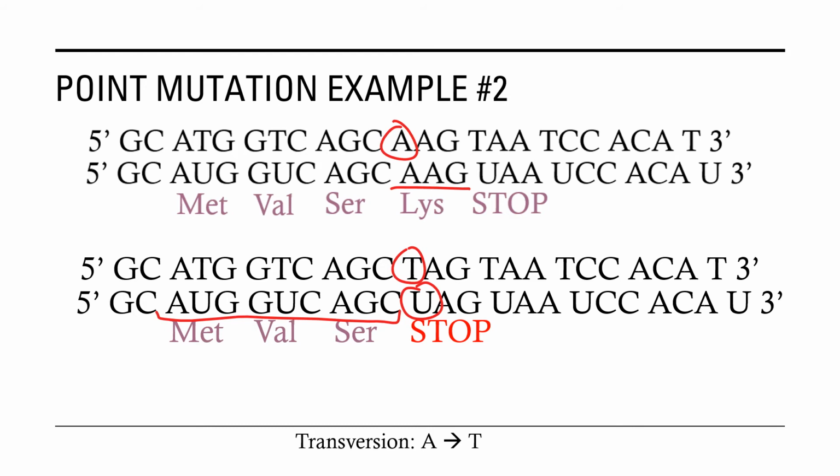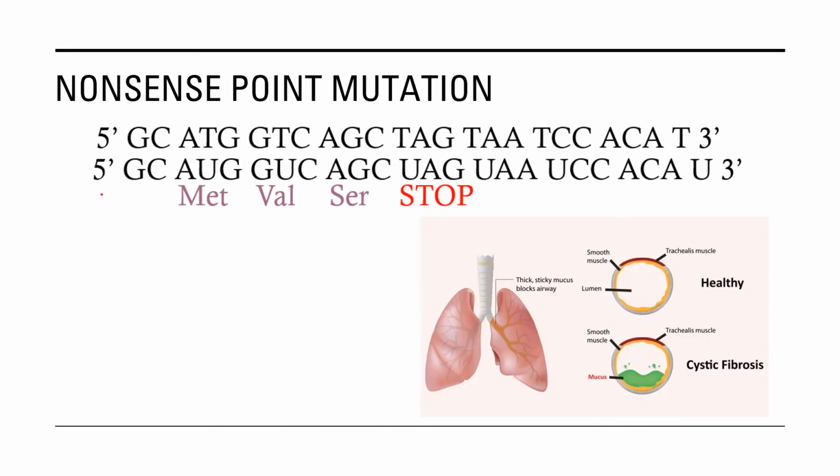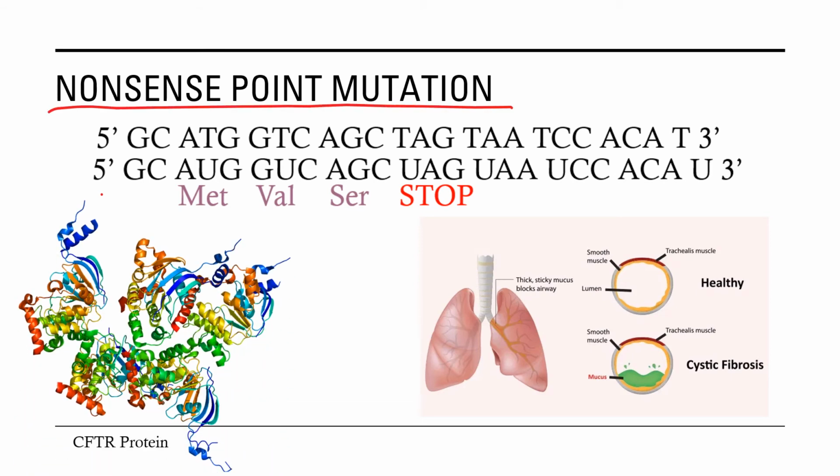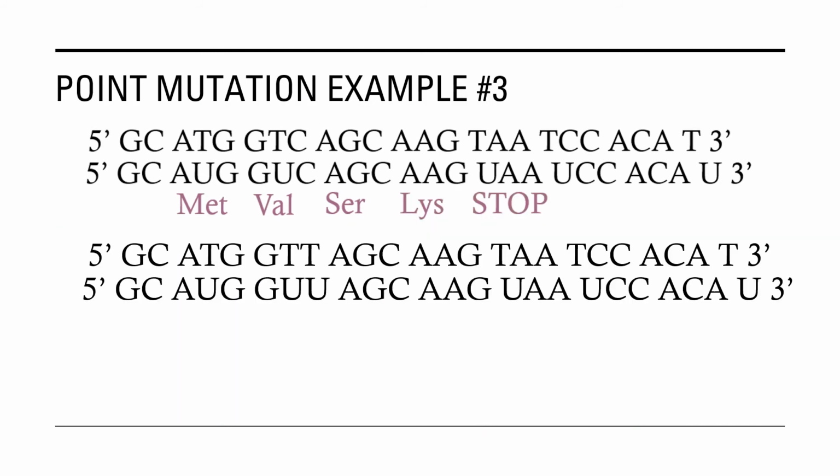A single base substitution that causes an amino acid codon to be read as a stop codon is called a nonsense mutation. If the original DNA sequence encoded for a functional CFTR protein, a nonsense mutation within it could cause an individual to suffer from cystic fibrosis. However, not all mutations have negative effects.